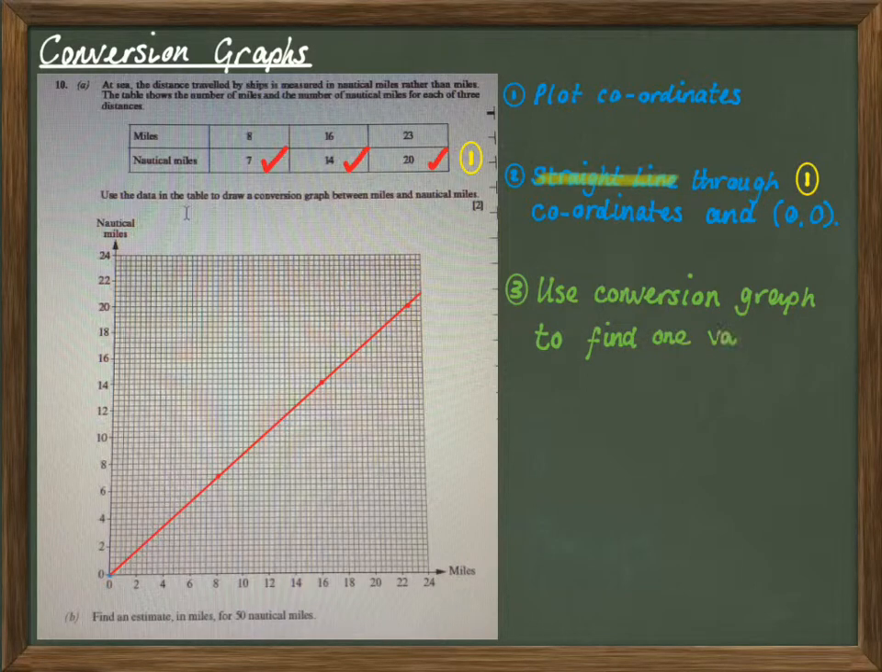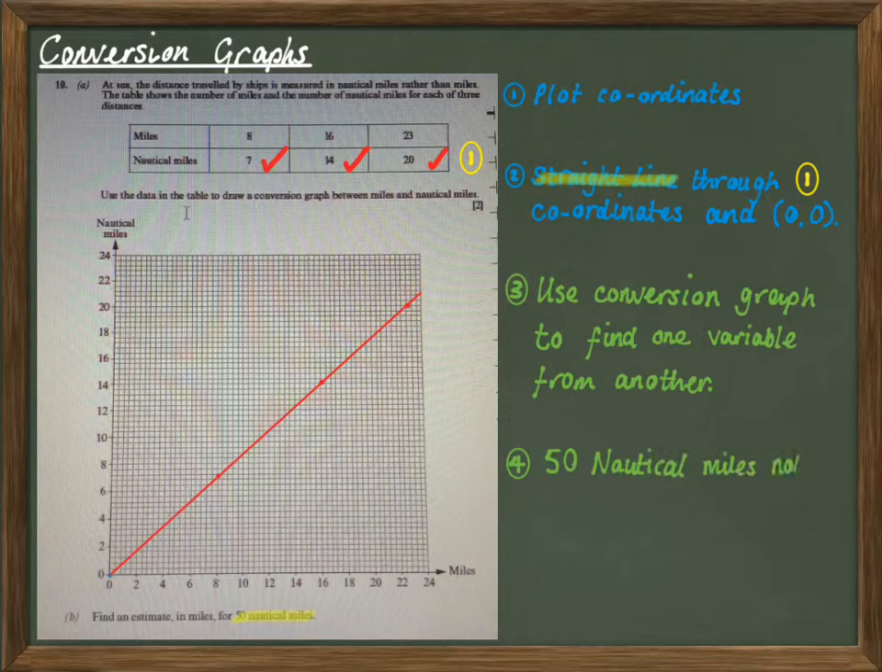Step 3, use your conversion graph to find one variable from another. So for us, it's finding how many miles 50 nautical miles is worth. So I've highlighted the 50 nautical miles. That's the bit we're given. So that's what we need to find. We're going to draw lines across from there.